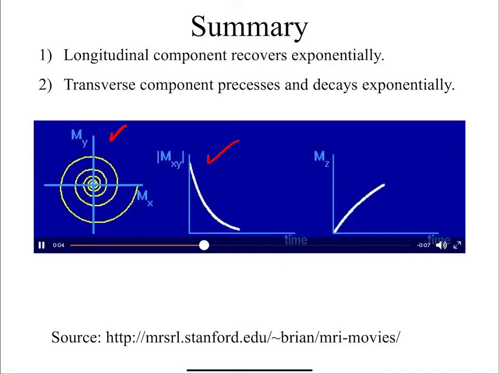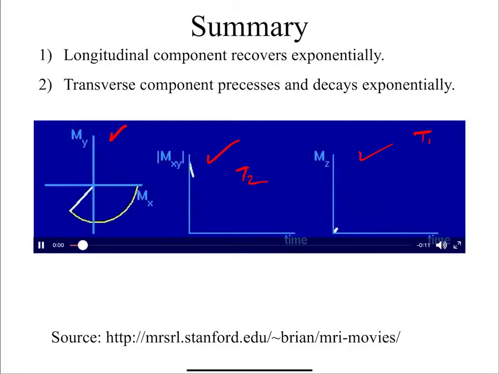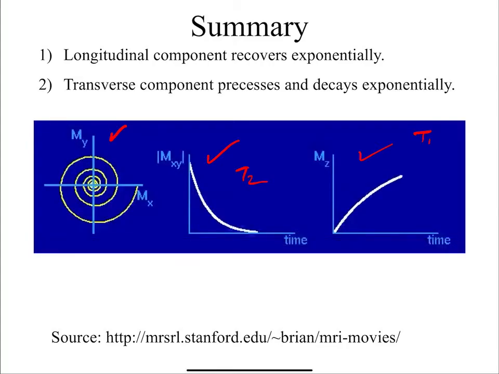So this is the transverse, and this is the longitudinal. Okay. So the thing to keep in mind is things die away. This is the T2 decay, and this is the T1 recovery. All right. So let's play that again. So you have decay for T2, and then the recovery is T1.